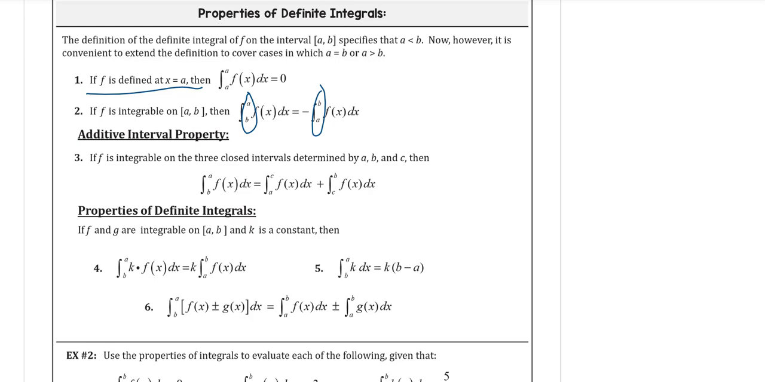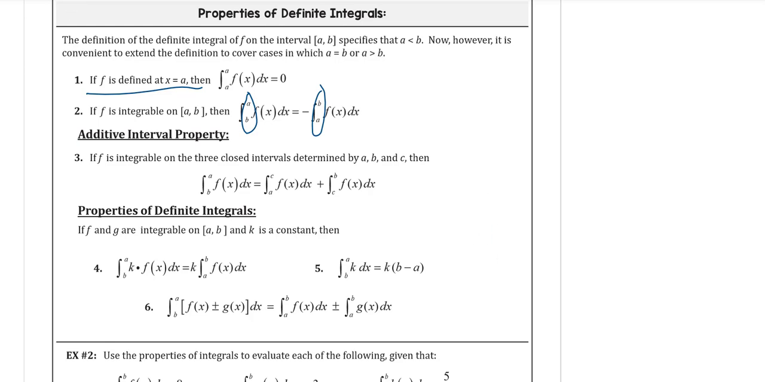The next one is another property we've done, which is the additive interval property. If f is integrable on the three closed intervals determined by a, b, and c, then we can break that into two smaller intervals and then add them together. Because remember, we're just adding areas, so areas add together. And this works especially on a closed interval, because they'll be touching.